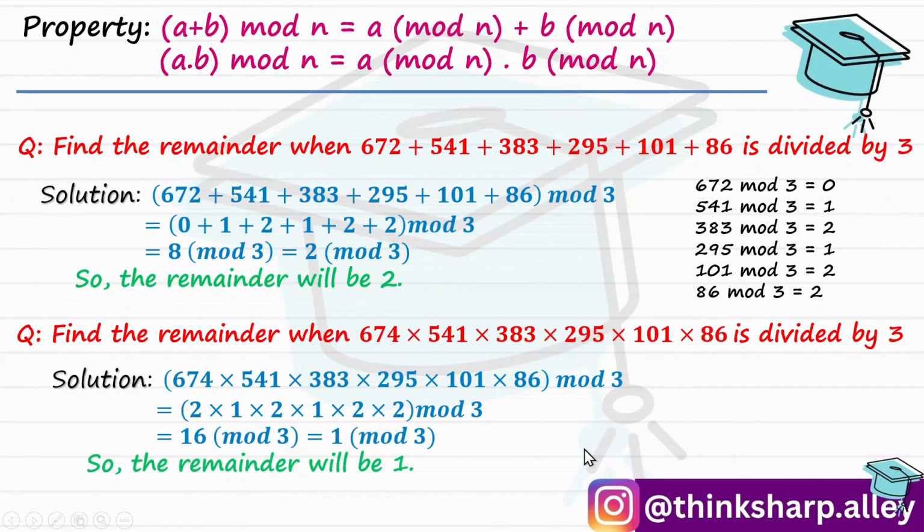So here the remainder will be 1. Now let us see the next question, where we have to find the last 2 digits of the product. Obviously, last 2 digits means modulo 100, because if you divide 2 numbers by 100, the remainder gives you the last 2 digits.